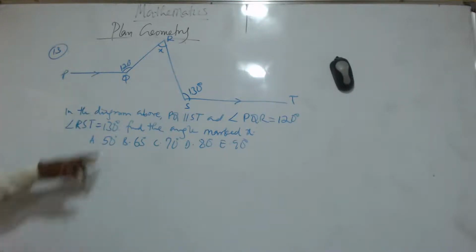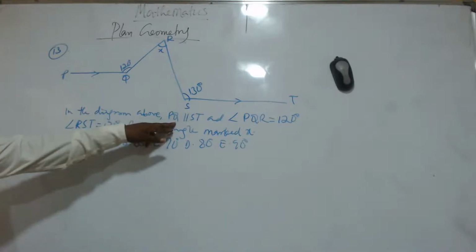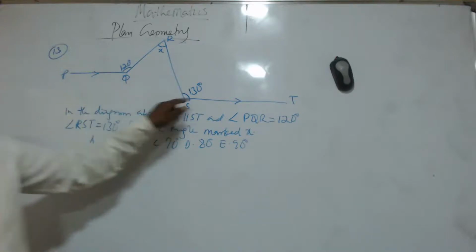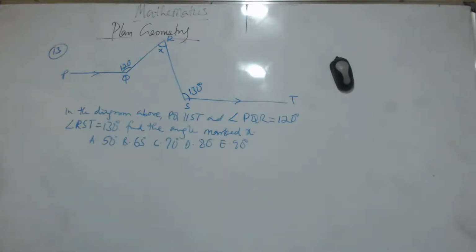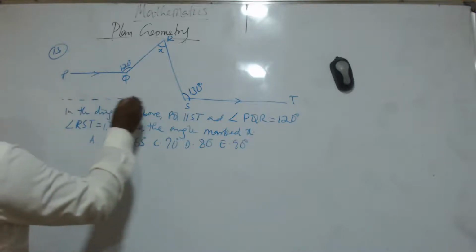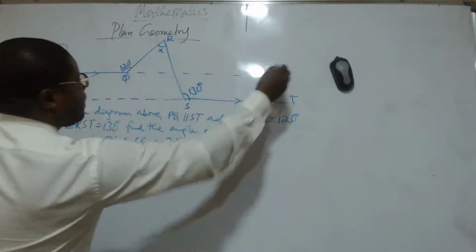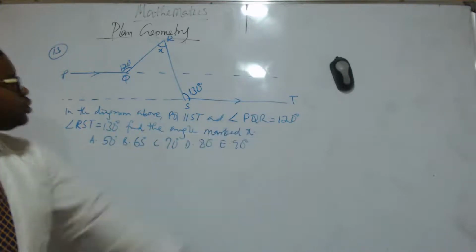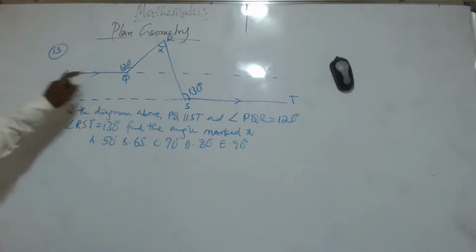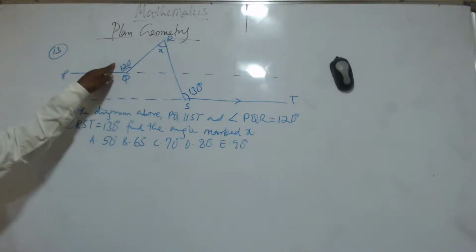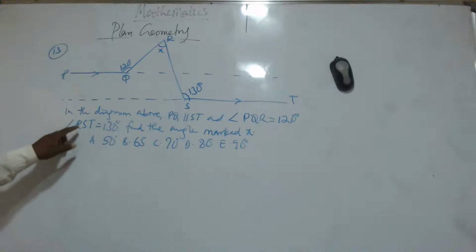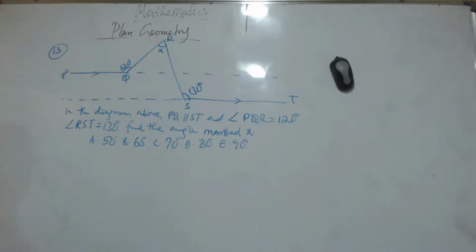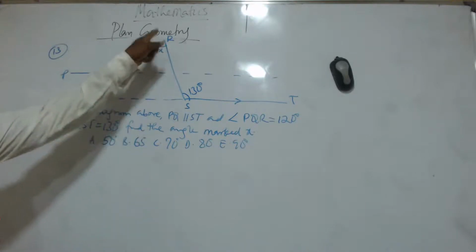In the diagram above, PQ is parallel to ST. How is it parallel? Once we extend this line, we'll get it. Then we'll now say angle PQR equals 120 degree. Then we have angle RXT, which is 130 degree. Find the angle marked X, this angle here.